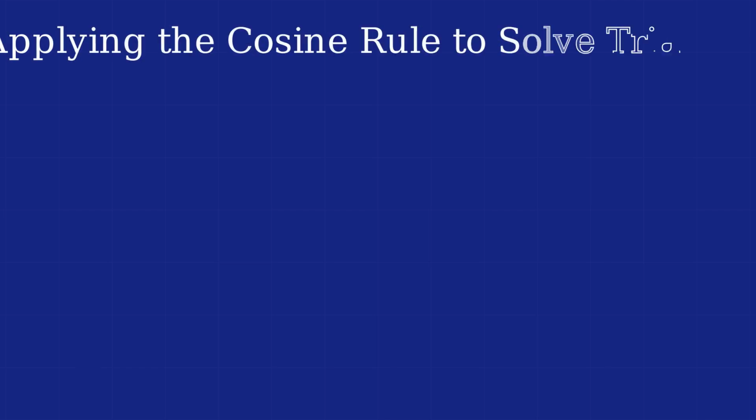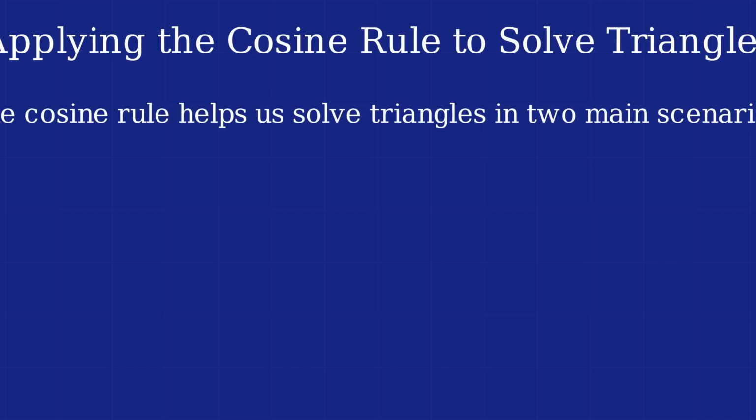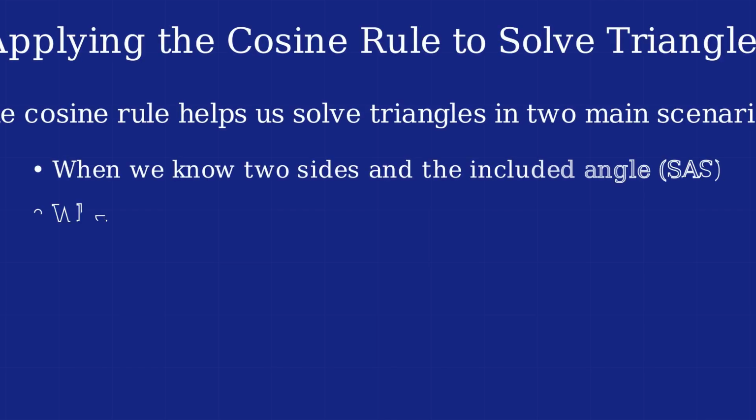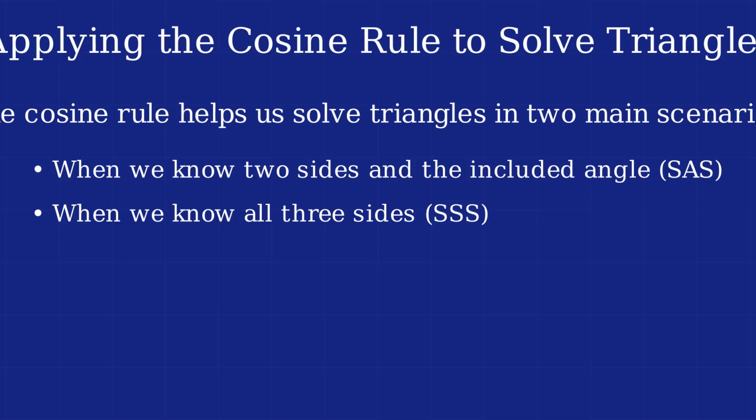The cosine rule helps us solve triangles in two main scenarios. First, when we know two sides and the included angle, also known as SAS. Second, when we know all three sides, or SSS.